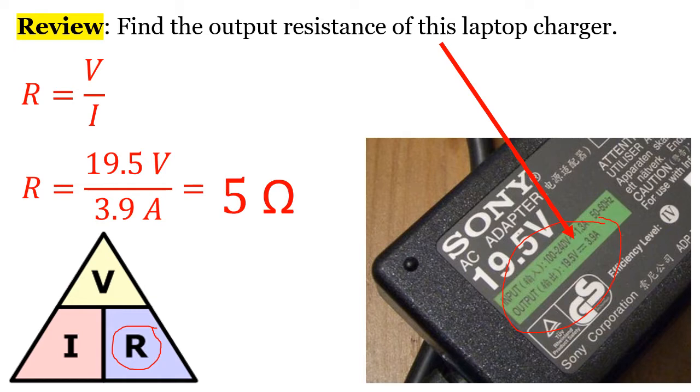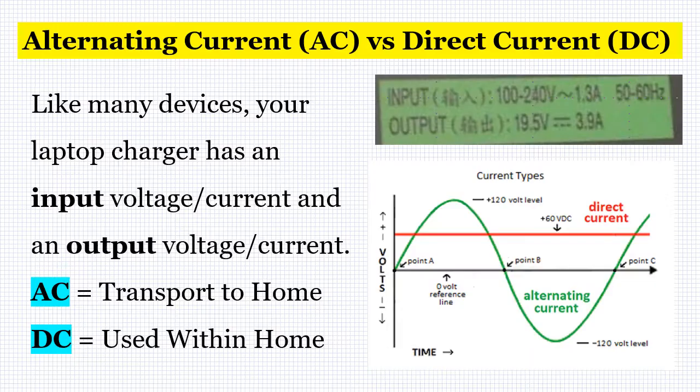Now I want you to notice on the charger there are two values listed. There's two sets of values. There's an input and an output value listed. And what does that mean? So if you didn't know this, there are two types of current. You have alternating current, which is AC, and then you have direct current, which is DC. So many of the devices in your house will have both of these listed. And alternating current, AC, is what is used by the power company to transport the electricity to your house.